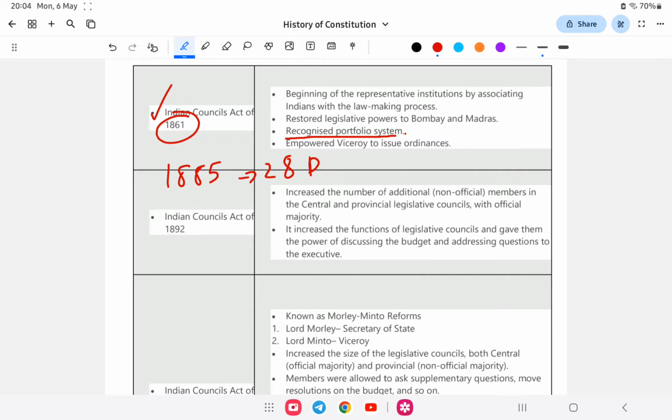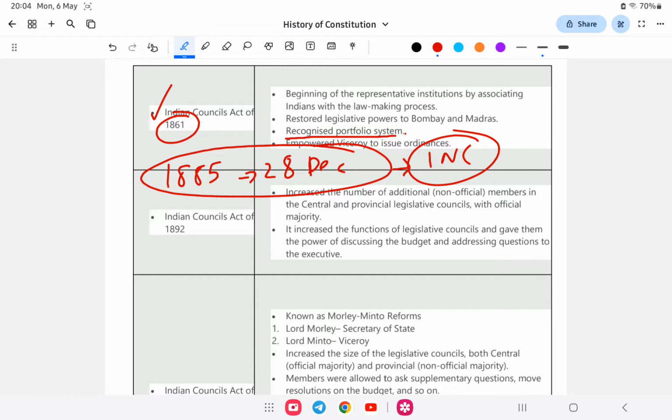Next, in between, on 28th of December 1885, the Indian National Congress was born. The Indian National Congress was established on 28 December 1885 under the presidency of W.C. Banerjee, founded by A.O. Hume. So the INC started to raise demands for the people of India.